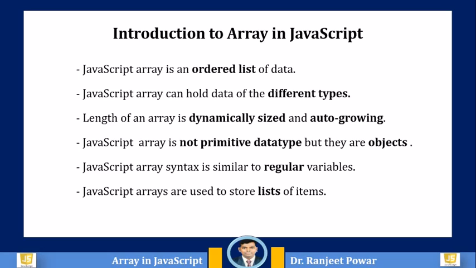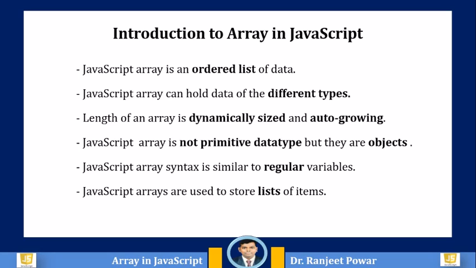In JavaScript, an array is an ordered list of data. An array has the following special characteristics in comparison with arrays of other programming languages such as Java and C++. First, an array can hold data of different types in each slot. That is, an array can hold elements with a mix of numbers, strings, objects, etc. Second, the length of an array is dynamically sized and auto-growing.